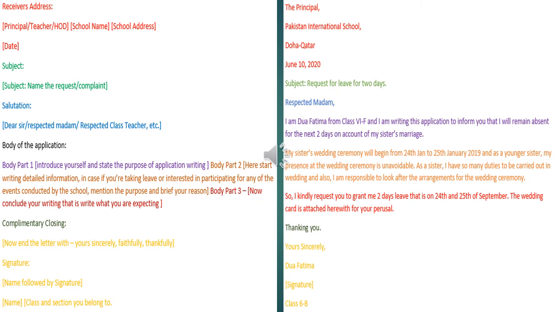5. Complimentary closing. Now conclude your application with a complimentary closing like yours sincerely, yours faithfully, etc. 6. Signature. Below the complimentary closing, write your name followed by your signature and belonging to a certain section or class.